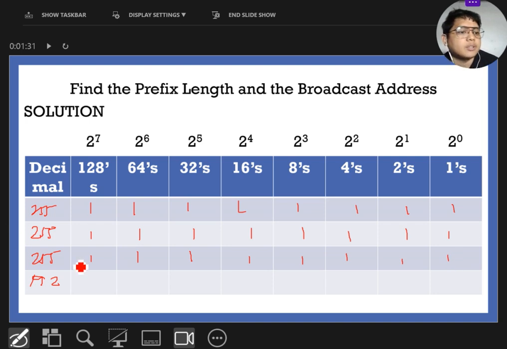And now let's solve with the 192. The same process: we need to ask how many 128 are there in 192. Of course, there's only one. So 192 minus 128, our remaining decimal is 64. How many 64 are there in 64? We only have one. So 64 minus 64 is 0. So it's going to be 0.